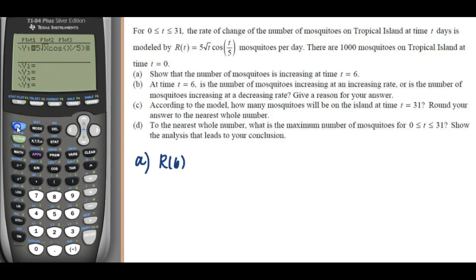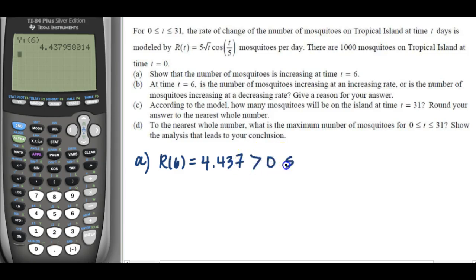So now that this function is stored, I need to find r of 6. Well, we just called that function y1. So on the home screen, I'm going to go to vars, yvars, enter to get y1. So what I want is y1 of 6, because we stored r as y1. So this looks exactly like this does because we stored r as y1. So now we can just go ahead and hit enter, and we get out 4.4379, etc. So this is a positive quantity. So r of 6 equals 4.437, which is greater than 0. So the number of mosquitoes is increasing.